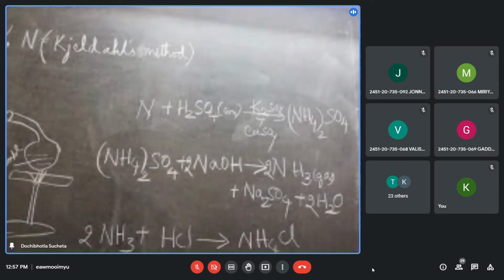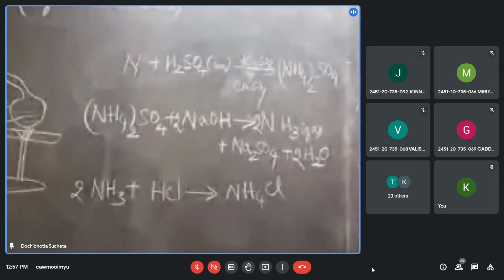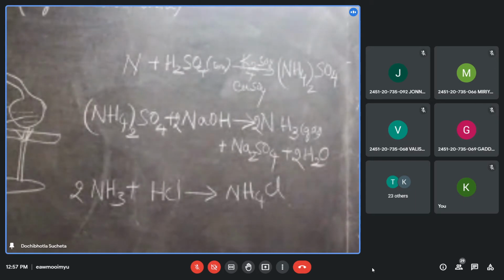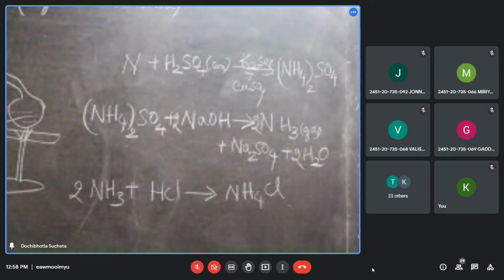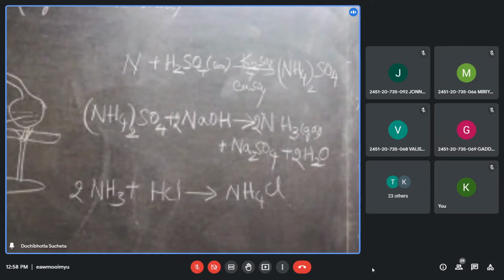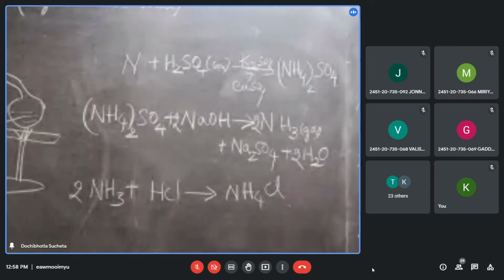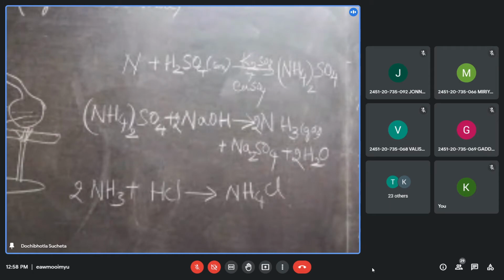The formed ammonia gas is passed into again a round bottomed flask or a conical flask containing 1 liter of HCl. What will happen? Ammonia, being basic in nature, reacts with HCl to form ammonium chloride. This is a neutralization reaction. I'll keep the apparatus set up like that till no more ammonia enters into the HCl solution. Now, when there is no more ammonia liberation, the reaction will stop.